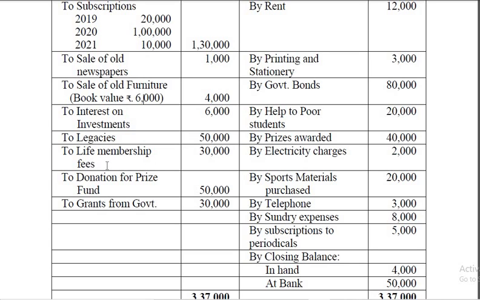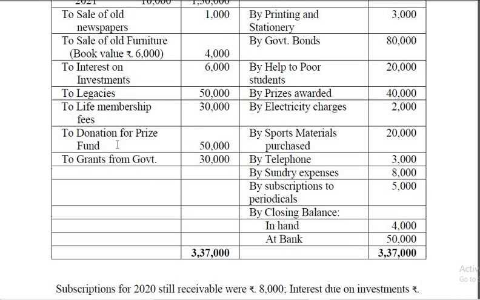Life membership is also capital receipt. It will not come to the income and expenditure account. Should be added to capital fund in the balance sheet. Donation for prize fund, again contribution to the special fund. So that will be credited to prize fund on the liability side of the balance sheet. It will not come here.